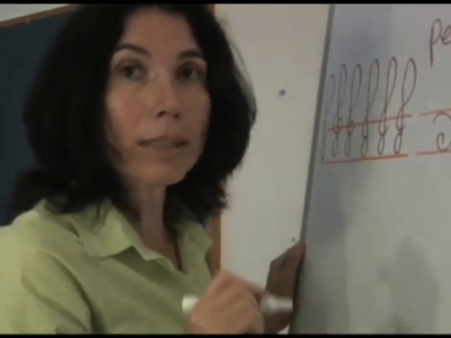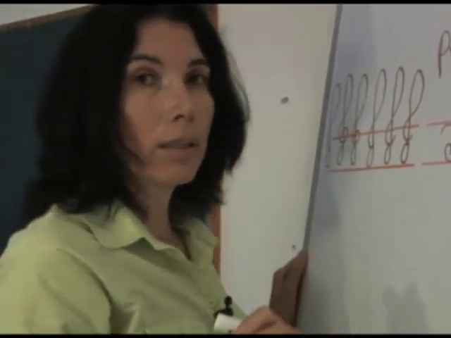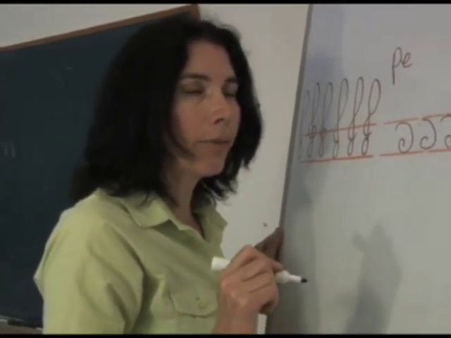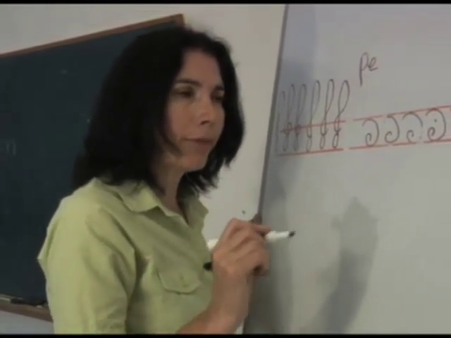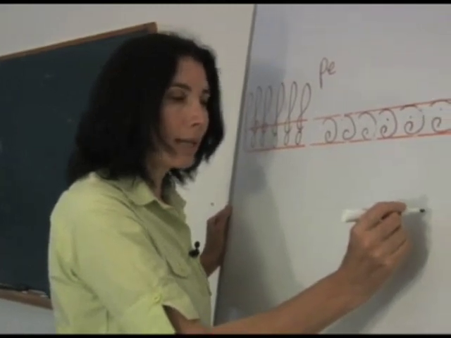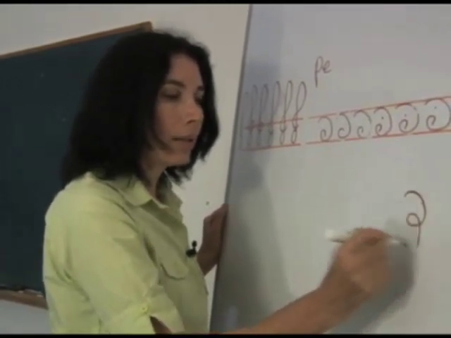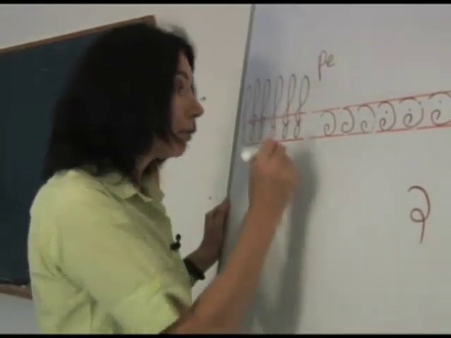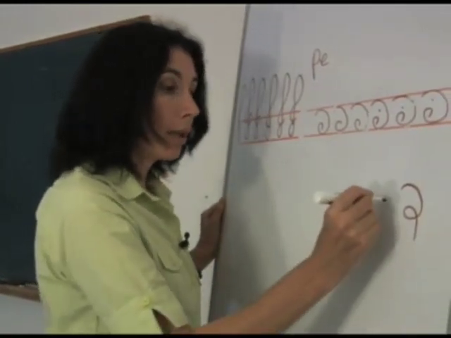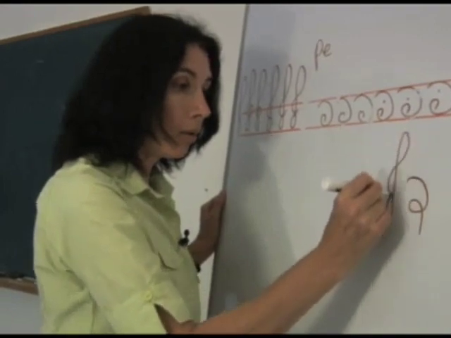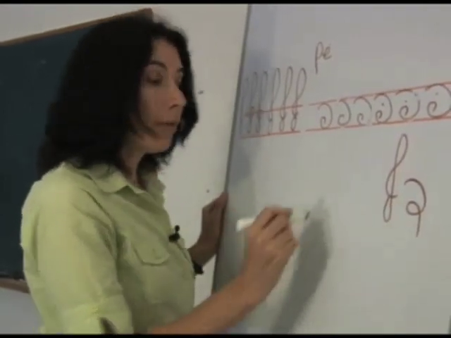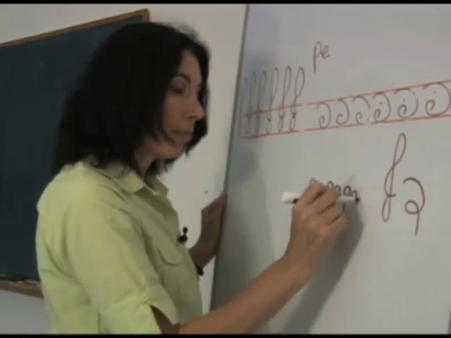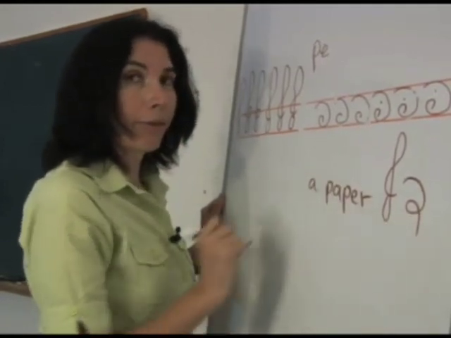Now you know to write another word. A word is daf. You know how to write it. D, write the letter Dalet. Final pay. Look, it's a tall one, like lamed, and all the way down. Daf is a paper.